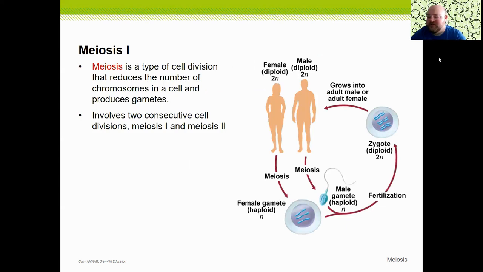Now, unlike mitosis, which is one cycle, meiosis has two stages before the cycle is complete. We begin with meiosis 1. Meiosis is a type of cell division that reduces the number of chromosomes in a cell and produces gametes. There are two consecutive cell divisions, meiosis 1 and meiosis 2, and cells have to go through both of those before the new cells are generated. You can kind of see the cycle here, but we'll break that down as we go.